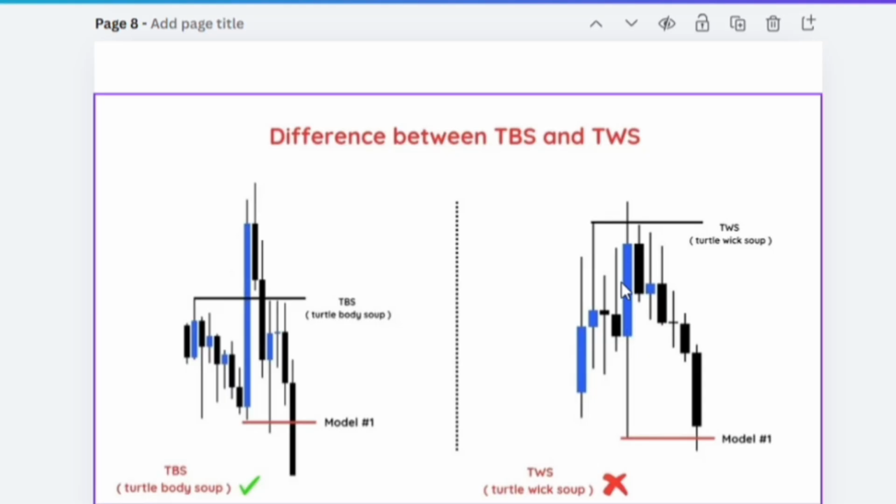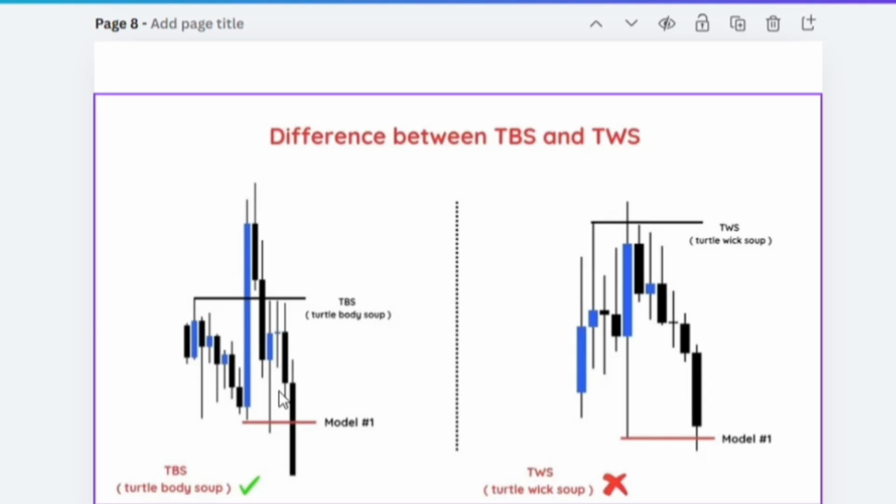Over to the left, you can see this is the wick. Price swept this old high with the wick, not with the body. It swept it and closed inside this particular place. Now this is called the turtle wick soup. You can mark here as your model 1, but this has a low win rate probability, while this on the other side has the high win rate.